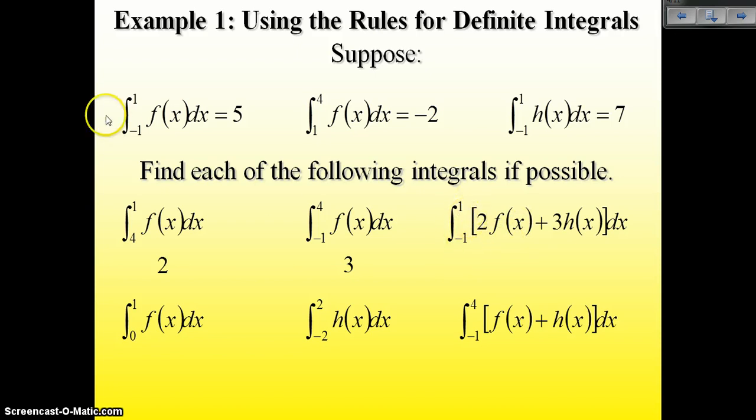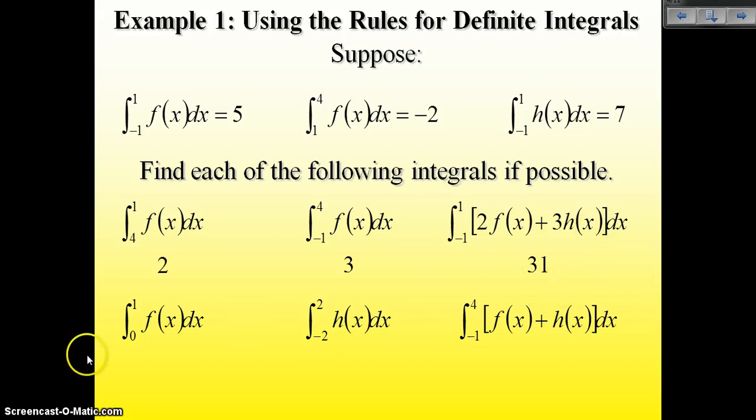Alright, go to the next one. Integral from -1 to 1. So here works and here works. You see the f and the h both have those same limits of integration. And this one tells us to take 2 times the f answer plus 3 times the h. Well, the f answer was 5, so it would be 2 times 5 is 10. The h answer is 7. 3 times 7 is 21. 10 and 21 make 31.